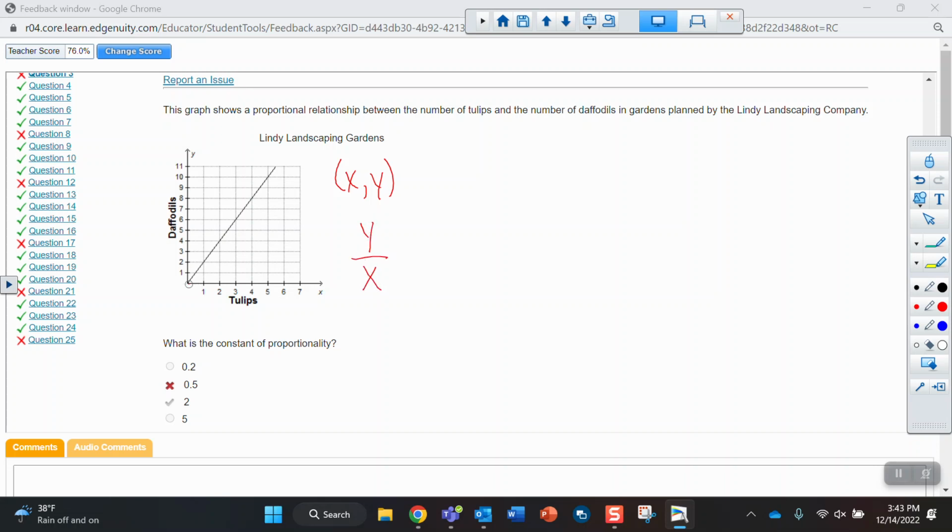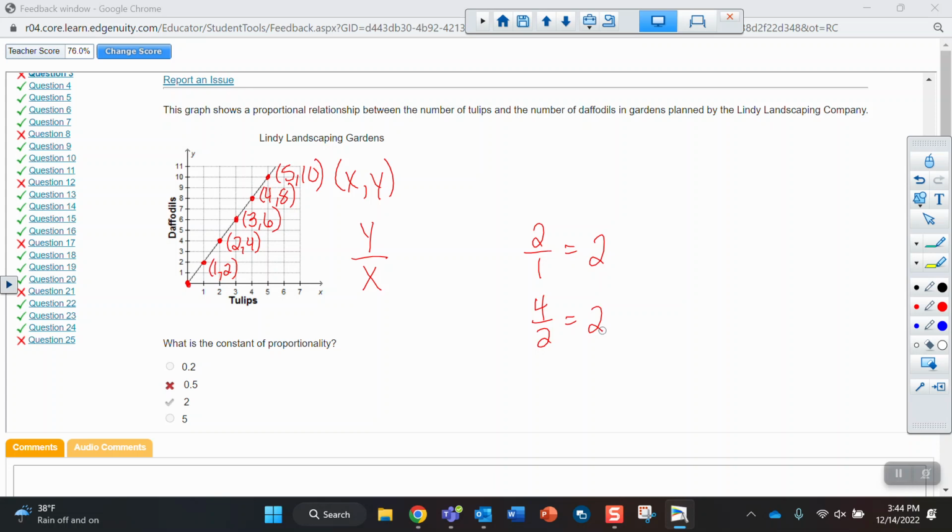So as I look through this graph, and we can't do it with 0, 0 because you can't divide by 0. So as I start looking at some of these points that intersect those grids in the background, I can see the point 1, 2, 2, 4, 3, 6, 4, 8, and 5, 10. Taking any one of those ordered pairs, we're going to do y divided by x. So if I take that first one, it's 2 over 1, which is just 2. That second one, 4 over 2, is also going to give me 2. They're all going to give me 2.